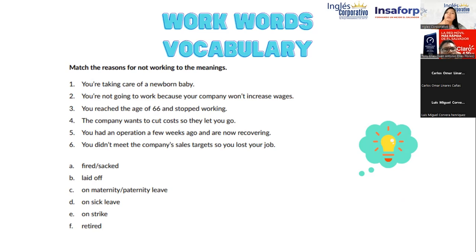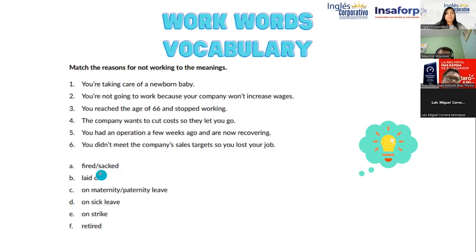And then laid off. In this case, is it the same? Yes, but this one is informal. It's more colloquial. Yes, this one is informal, guys. The formal one is going to be fired. Can you pronounce this one? Yes. Sacked. You're sacked. You are fired, you are sacked.